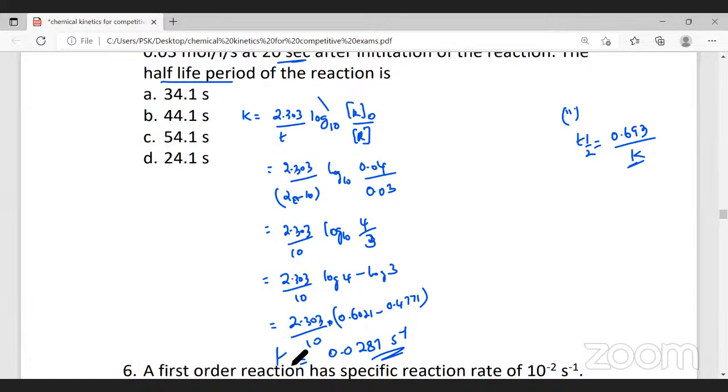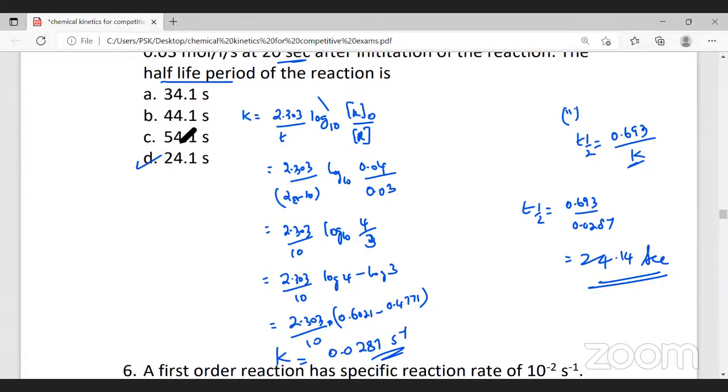Now we have found the rate constant, we can find the half-life period. It's a direct substitution. T half will be equal to 0.693 divided by 0.0287. On simplification, we get 24.14 seconds. The unit of half-life period is seconds, so the answer will be 24.14 seconds.